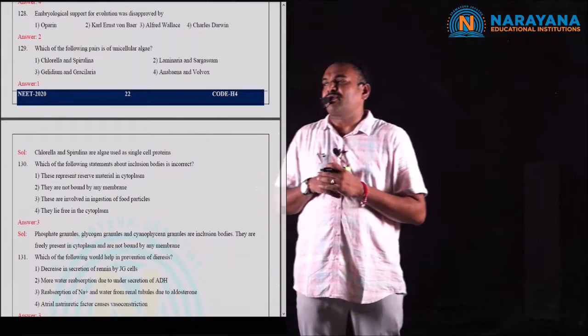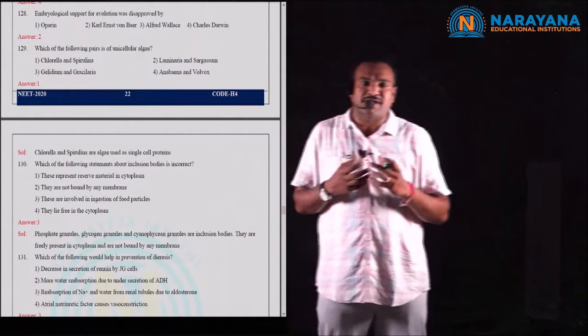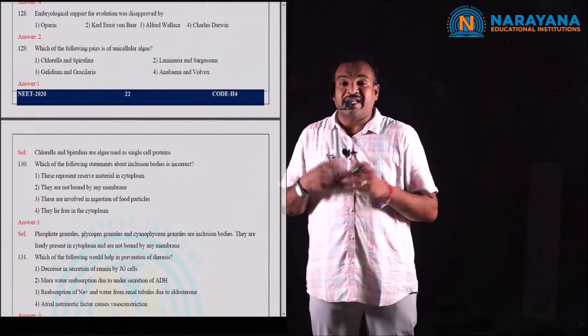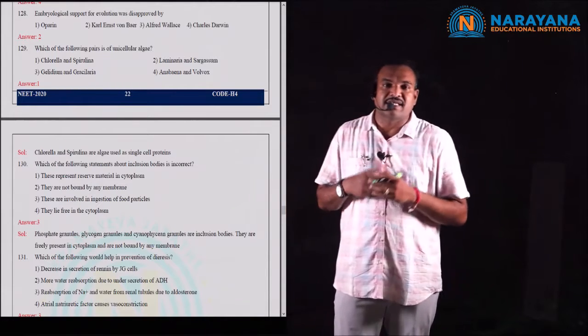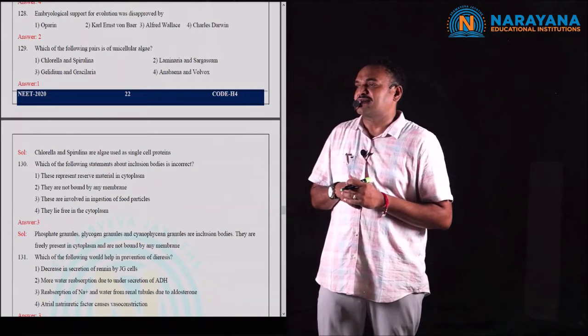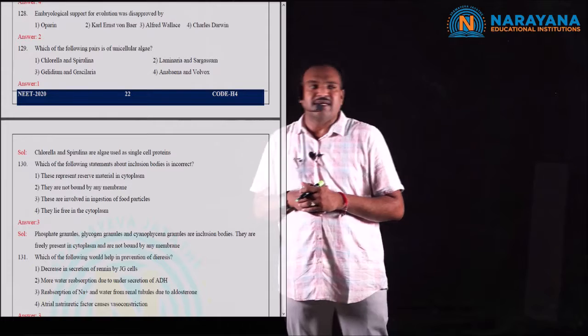Both of them are unicellular algae, and they are used as a rich source of proteins, as single cell proteins, chlorella and spirulina. Even astronauts, space travelers, are using chlorella and spirulina as a source of food material, as single cell proteins. The right option for question number 129 is the first option.